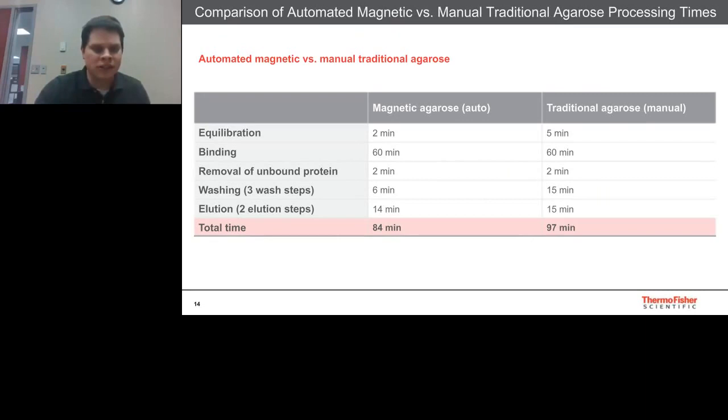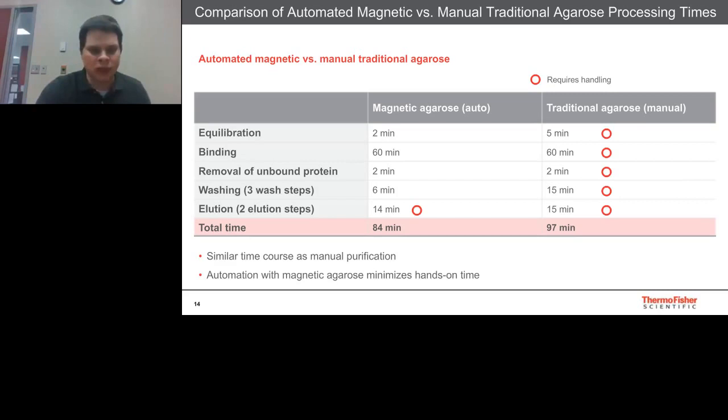Automation is essential as sample numbers and throughput increases. Automating magnetic agarose bead protein purification is a straightforward procedure using the Thermo Scientific Kingfisher magnetic bead processor. You can see that the time required for each affinity purification step is similar for automated magnetic agarose and manual agarose-based purifications. However, with the manual process using traditional agarose, you have a lot more handling steps, whereas automation allows users to do other tasks while purification runs.